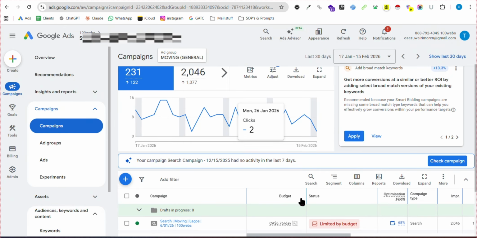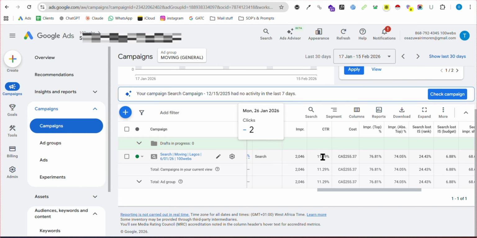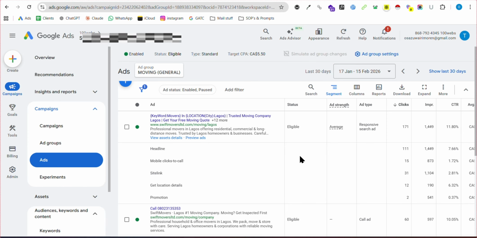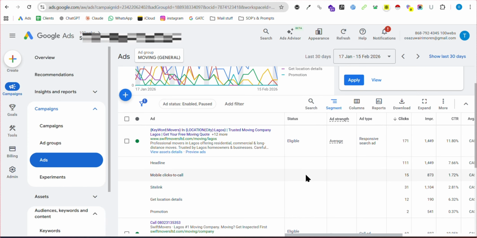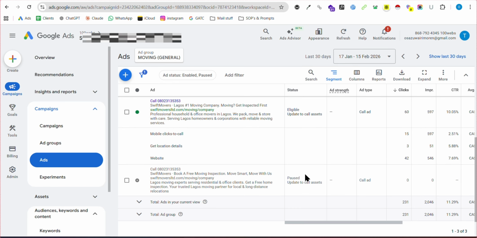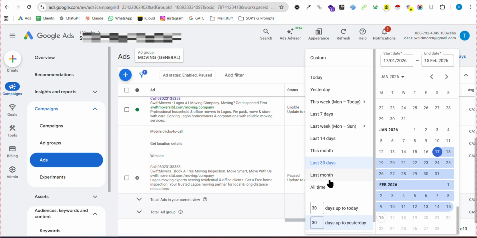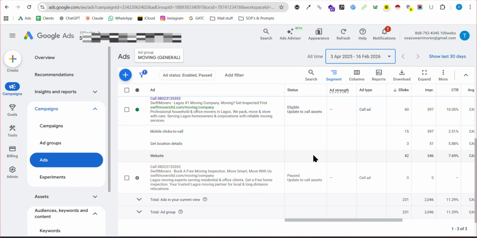Right. So the click-through rate is really good. Click-through rates over 11%. Let's take a look at the ads itself that gave us this click-through rate. So as you can see, I was running 3 ads. I tested 3 ads. I paused this one because it wasn't performing the way it should have. Let's look at all time.